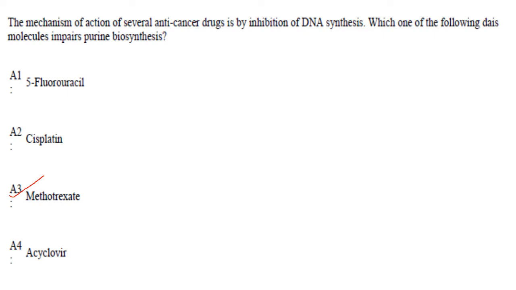Hence, methotrexate can be used as an anti-cancer agent. It will inhibit DNA synthesis by inhibiting the enzyme dihydrofolate reductase, which is involved in purine biosynthesis. So the answer here is option 3.